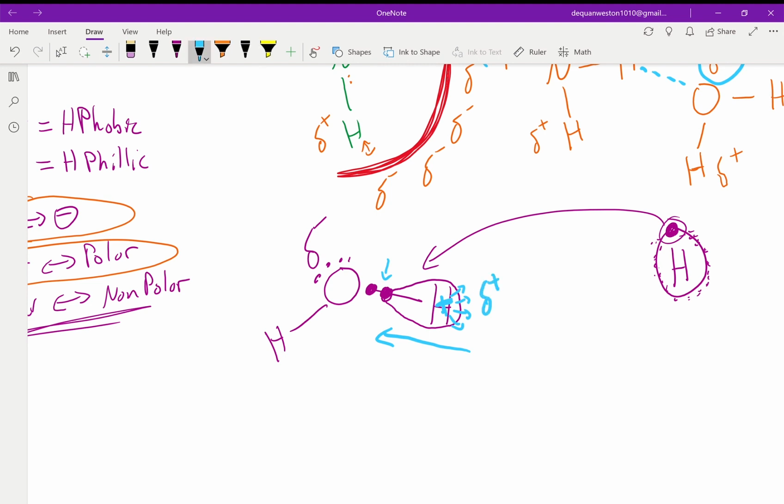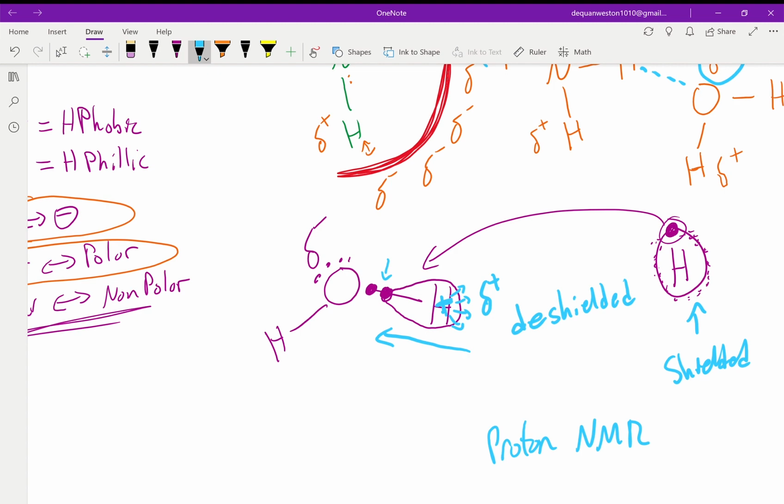a partial positive back here, because that proton is a lot closer to, I guess we can say, the edge of the atom. It's a lot more de-shielded. Whereas this one is more shielded. And in future chemistry courses, you'll learn about the effects of shielding, de-shielding, and something called proton NMR, nuclear magnetic resonance, or something along those lines. But you'll get to that in a later time.